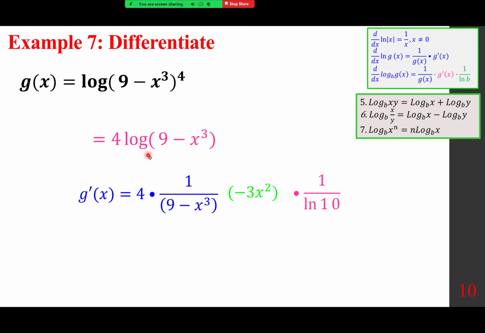So what is in the numerator? 4, 1, negative 3x squared, and 1. Their product is negative 12x squared. And the denominator is 9 minus x cubed times ln 10.